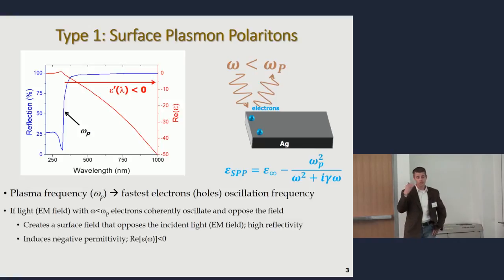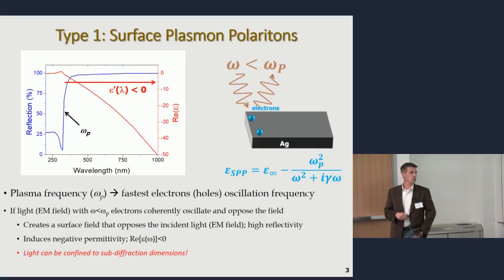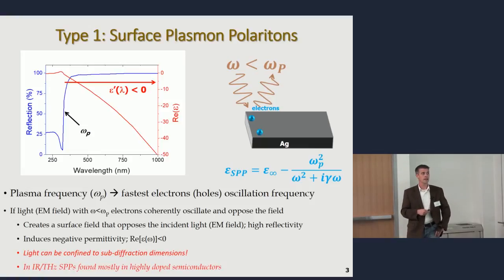So if we're thinking of finding materials where I can support a polariton, it's this negative real part of the dielectric function that's the mathematical requirement to create a polariton, or to be able to support a polariton, right? So as soon as you have this, you can then say, all right, I can confine light to subdiffractional dimensions. I can create these polaritons.